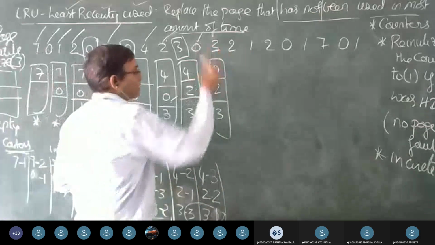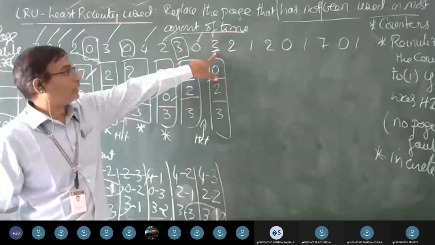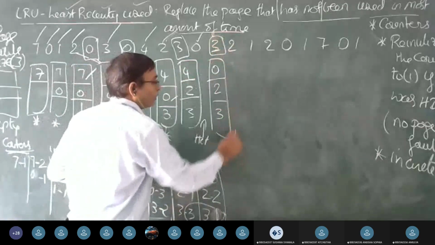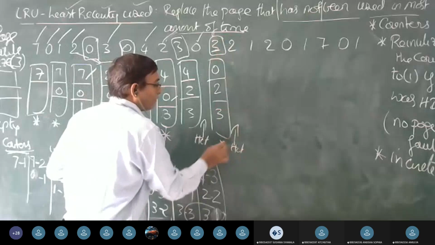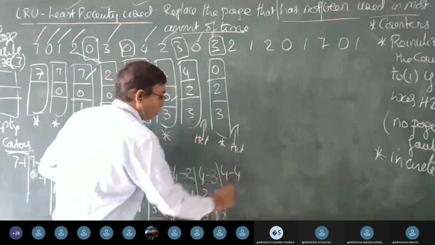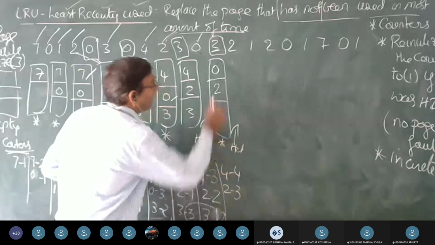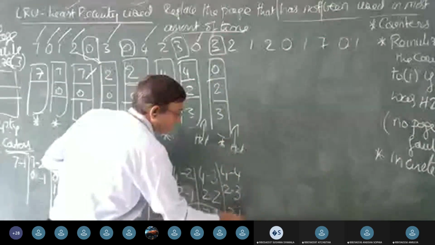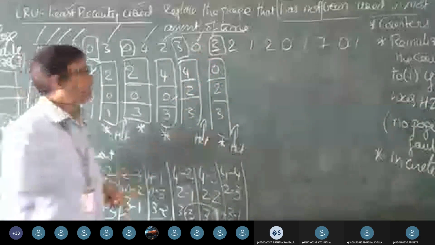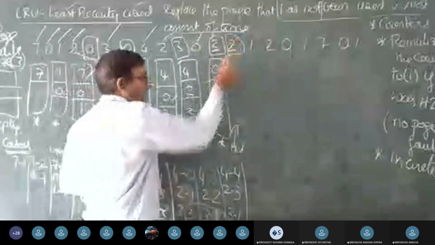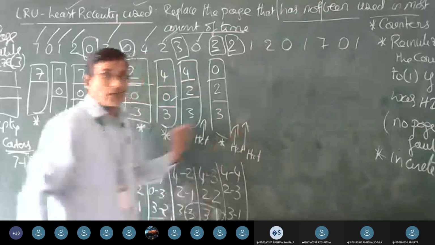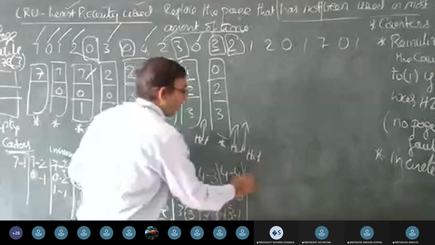Next one, the item was 3 here. Item 3 is found in the page table. Therefore, there is a hit here, but only the counter value is going to be updated. 4 is 4, 2 is 3, and 3 is reinitialized to 1 because it is in the page table. Next one, 2. 2 is available in the page table. Therefore, again a hit. But what is the difference? Counter value will be increased.